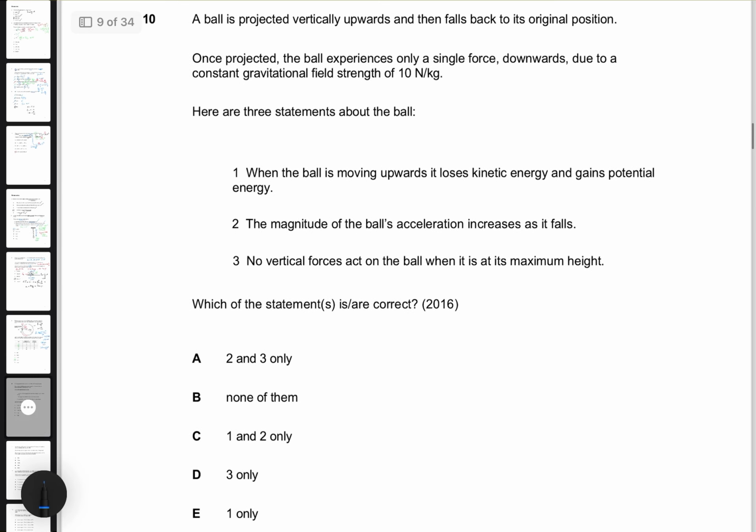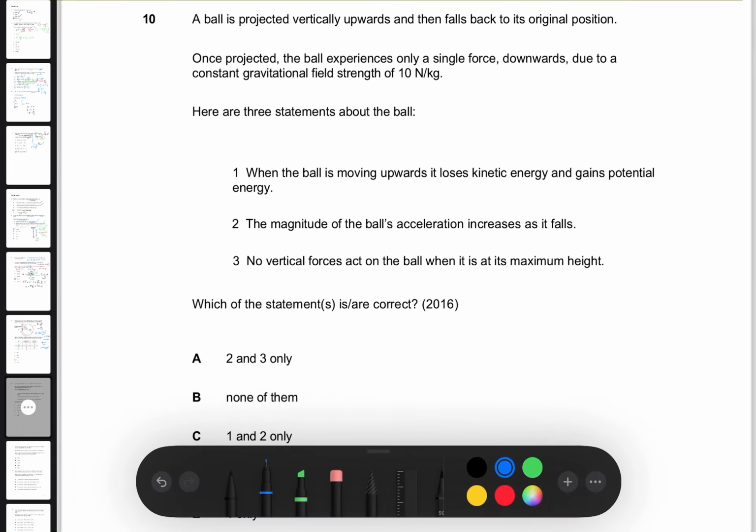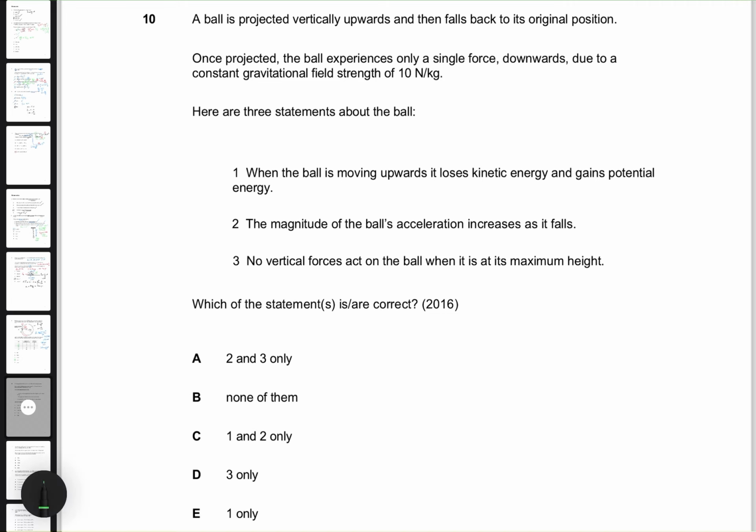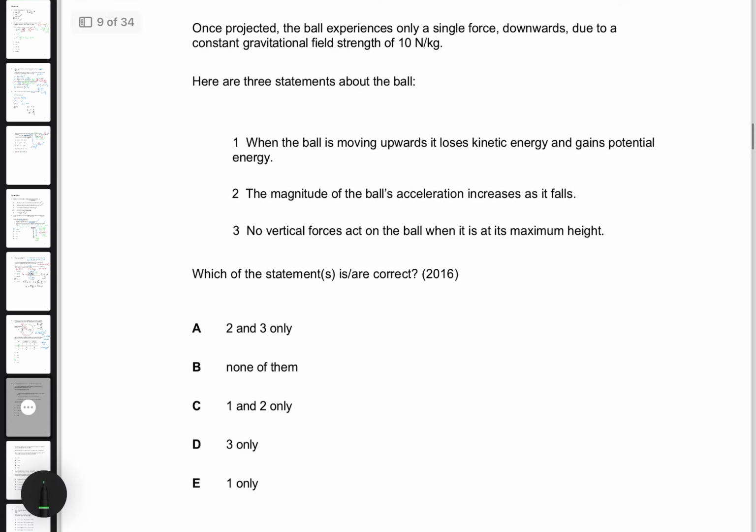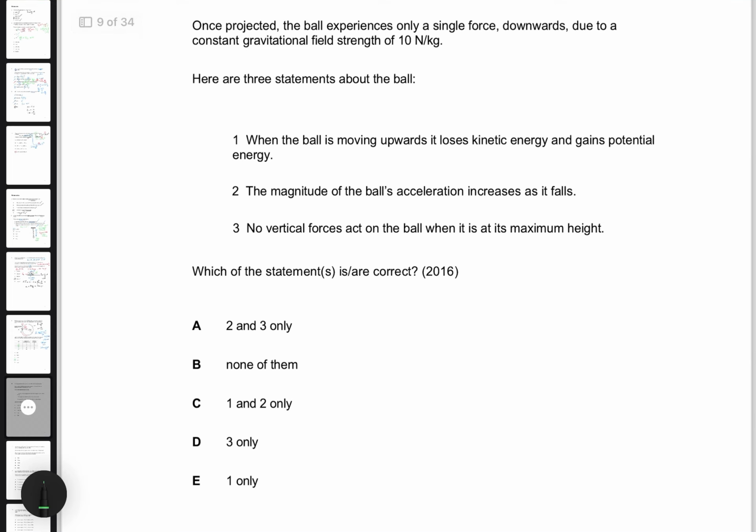Let's take a look at number 10 now. It says a ball is projected vertically upwards and then falls back to its original position. Once projected, the ball experiences only a single force downwards due to the constant gravitational field. Now they're giving 3 statements about the ball. Which of the statements is correct or are correct?